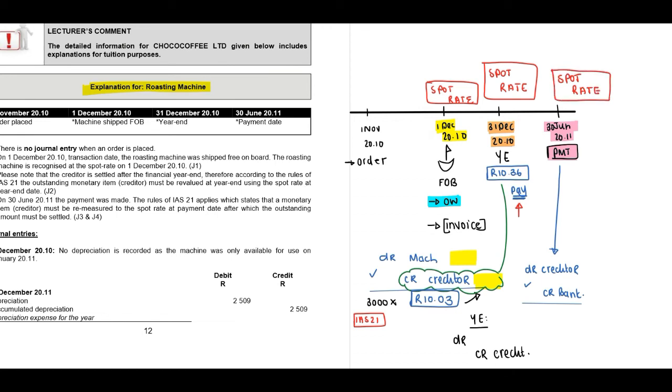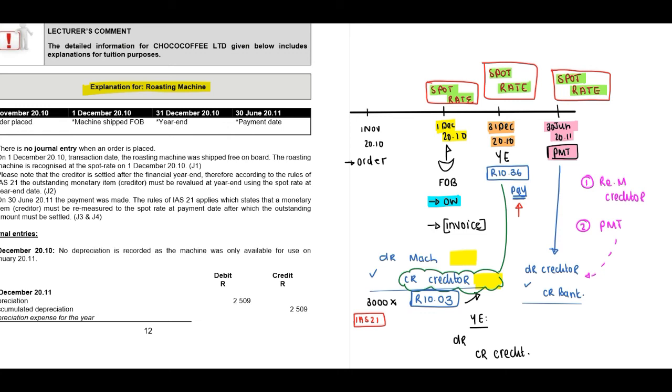Look at this, guys. If you look at the top of our timeline, at spot rate, at spot rate, at spot rate. What do you need to remember? Spot rate. Right. Now, if you then look at our year end, we will have two journal entries. Number one, where we will have to remeasure our creditor at spot rate. And number two, our payment journal, which you need to know and understand.